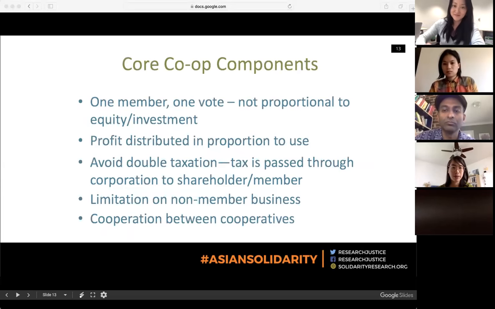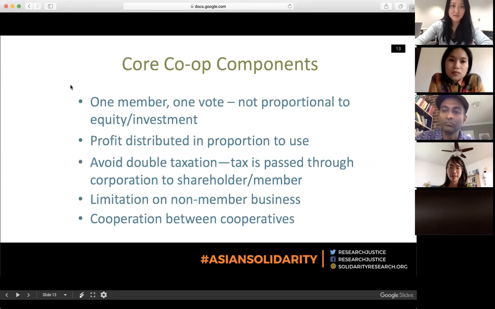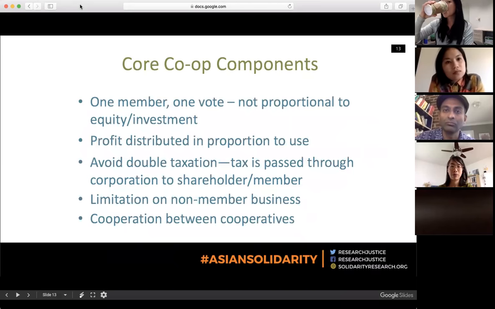Another piece is that co-ops avoid double taxation. You're either taxed at the co-op level or the individual level, and not both, as opposed to corporations or other business entities. Again, there's a limitation on non-member business because you want the members to have as much control as possible. And the more non-member business you have, you end up losing your autonomy. And the last piece I'd like to highlight is cooperation between cooperative businesses. In a world where there is a lot of competition, one that can impede progress, this cooperation between cooperatives really allows this democratic ownership model to grow and for more people to be able to learn from each other.